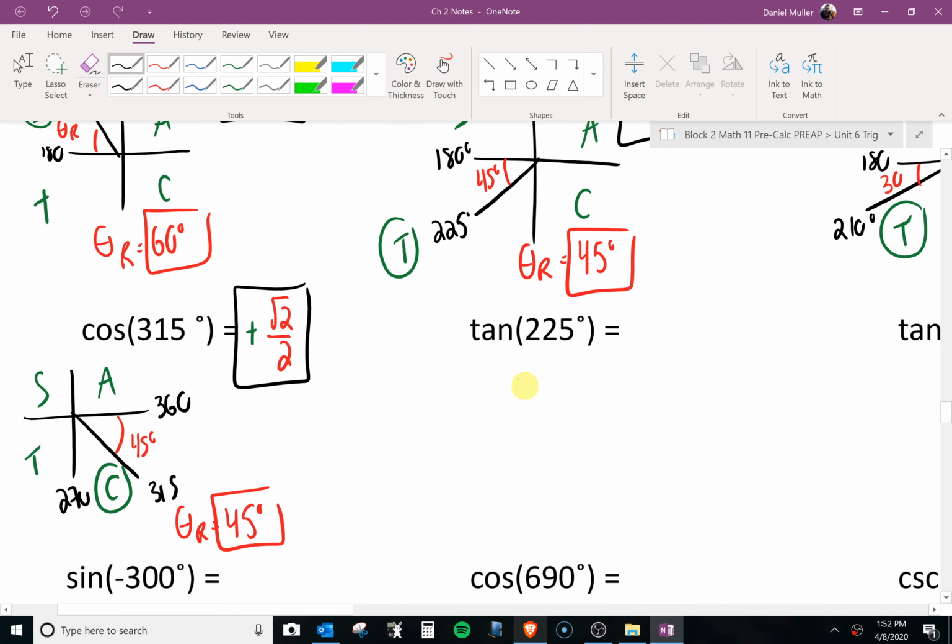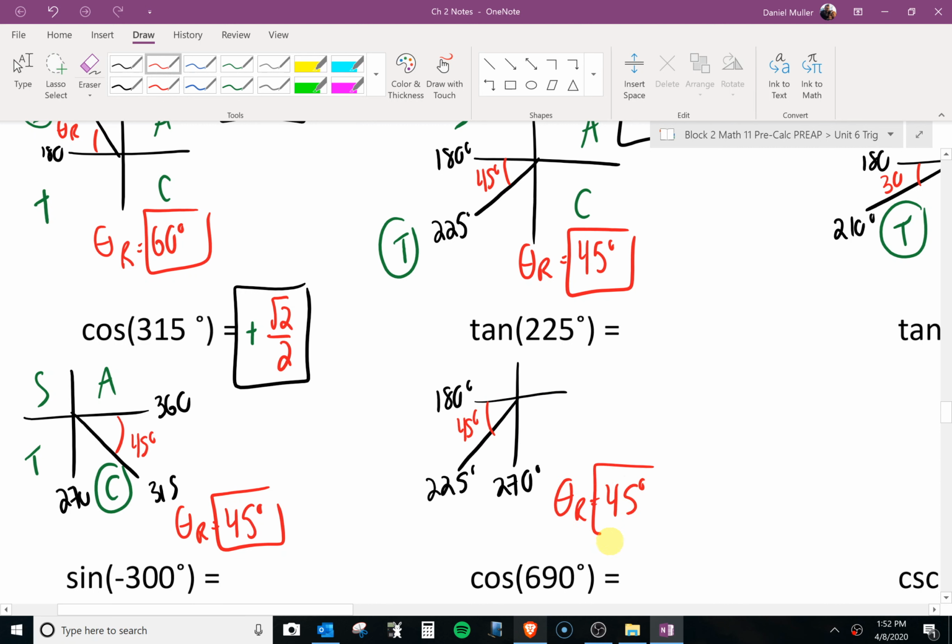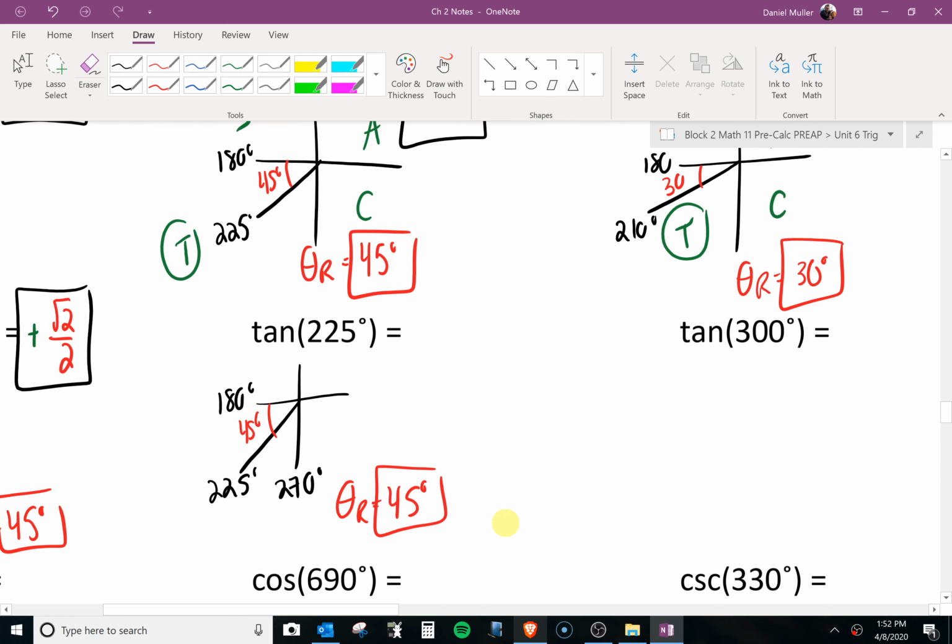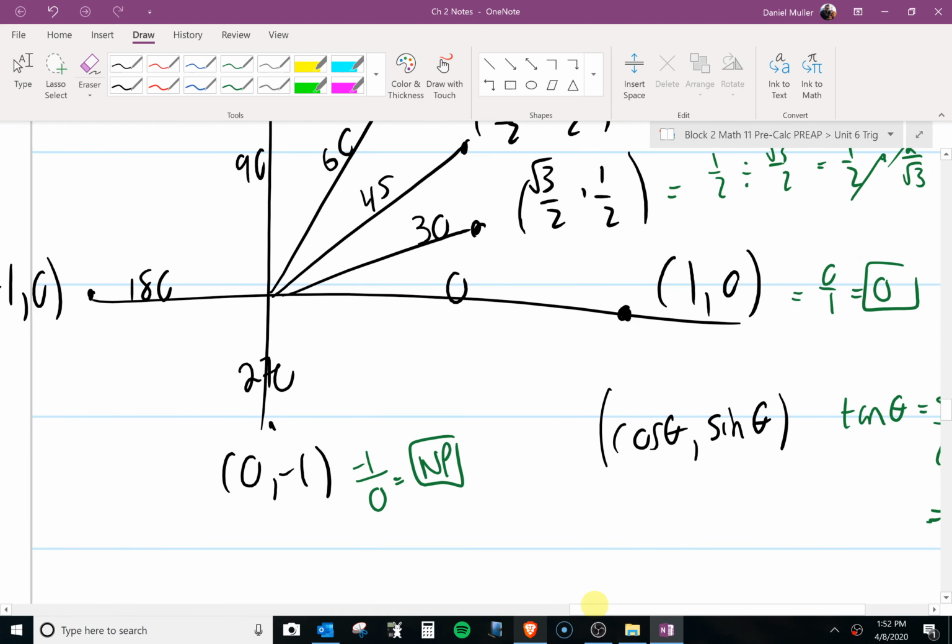Moving on here, tangent 225. Again, 225 is not on my chart. 180, 270, halfway in between actually is 225. Perfect. 225 is not on my chart, so I look at the gap in between and I get a 45 degree gap. So I'm going to refer to 45, that's my reference. So a tangent of 45 is what I'm going to be looking at.